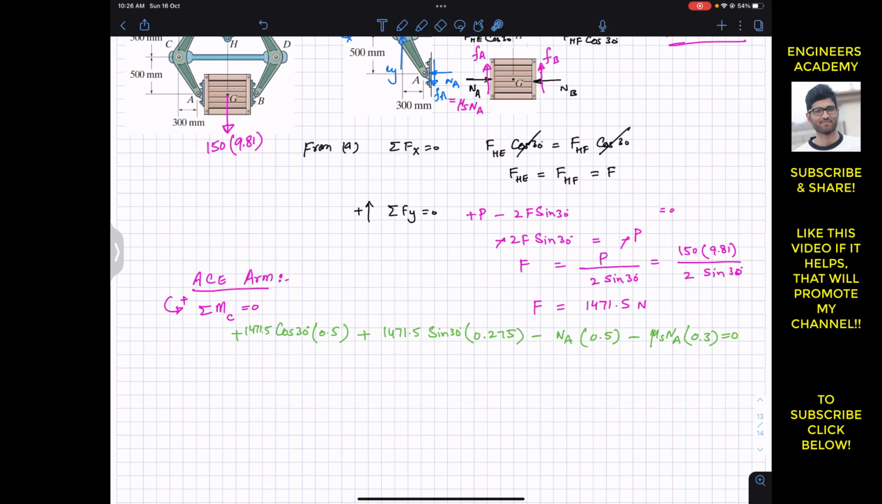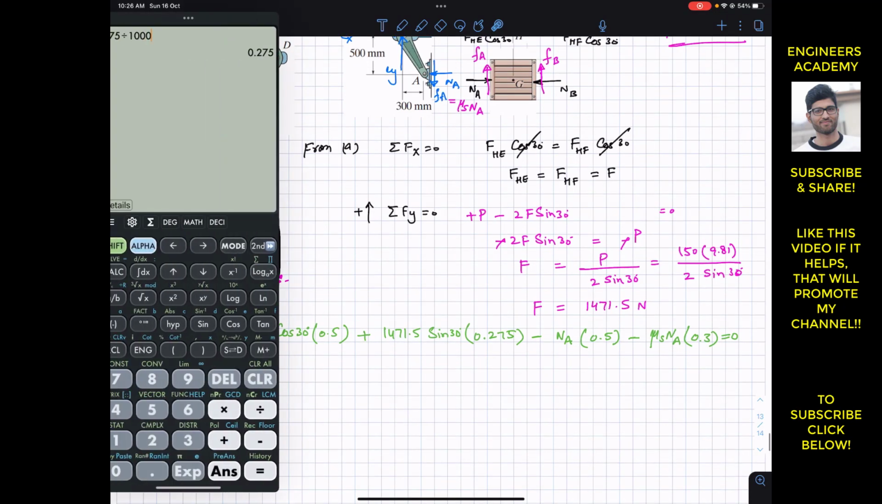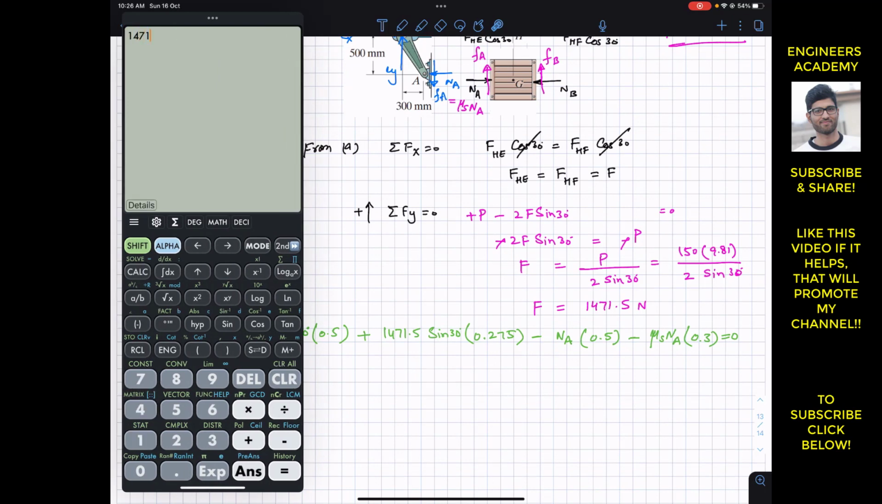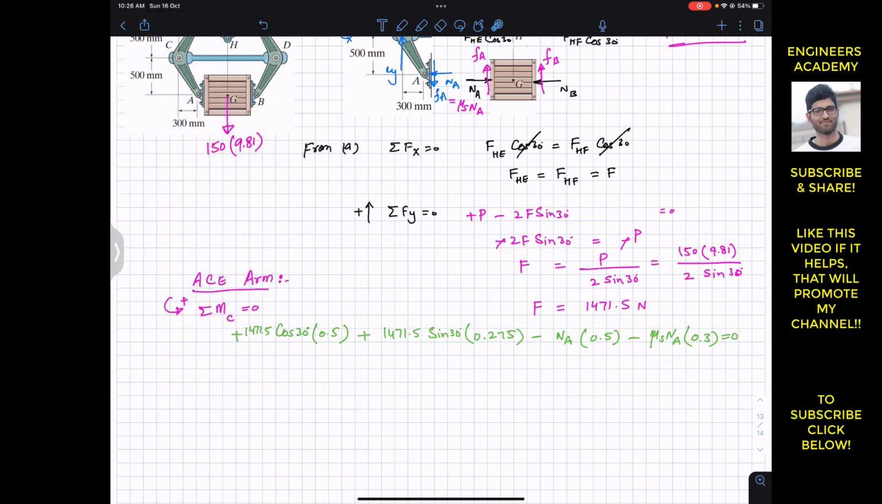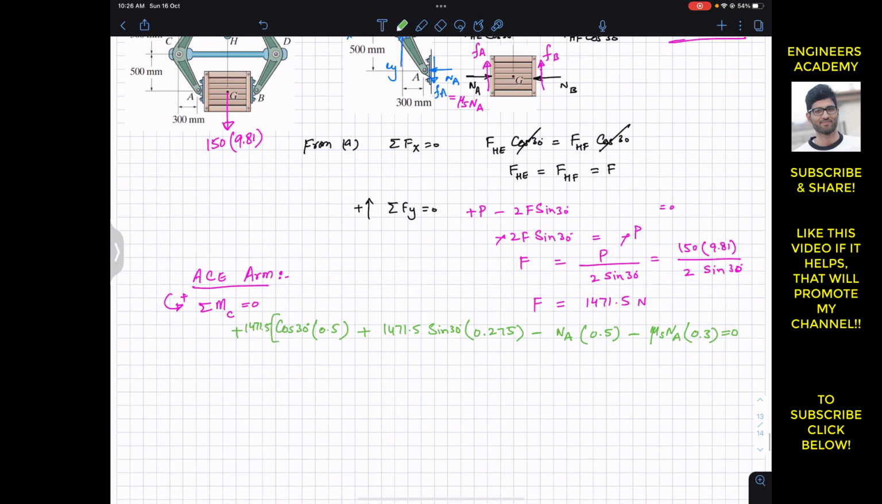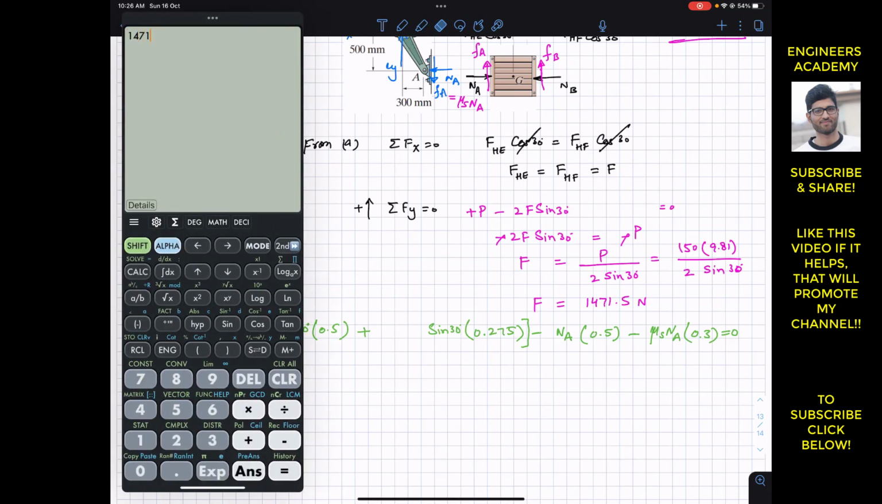So now let's simplify this. We can add up both of these terms. Let me write this as 1471.5 multiplied by, if we take 1471.5 common from both of these, we will have the equation like this. And I will erase this. So now we can say that this is 1471.5 into 0.5 cos of 30 plus 0.275 sine of 30.